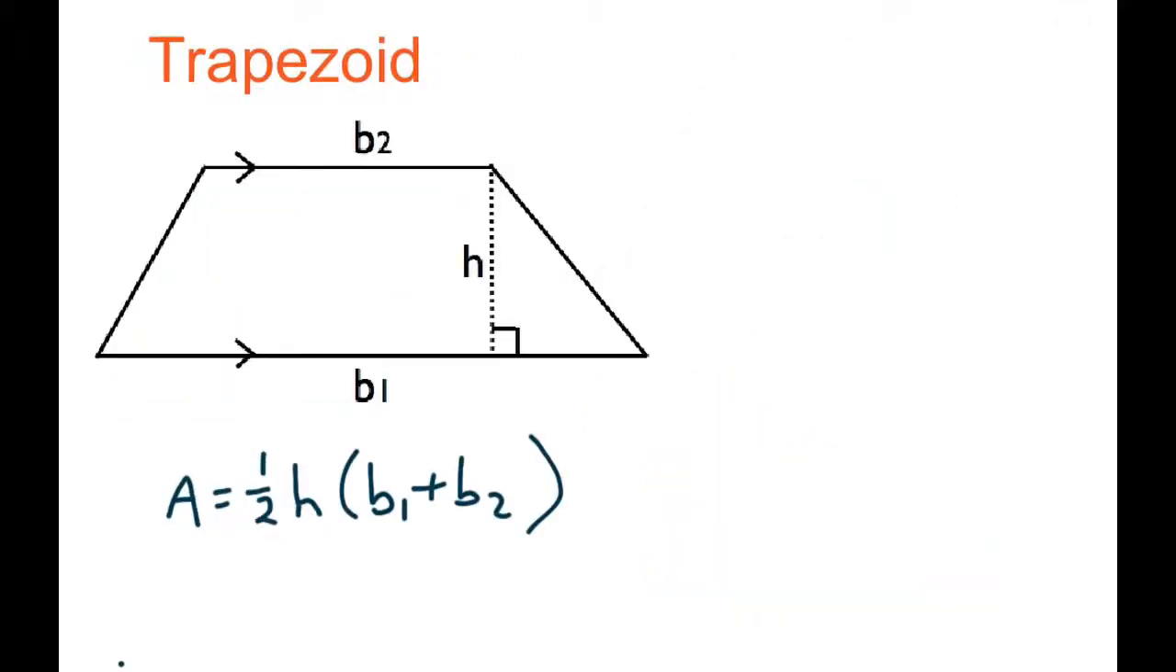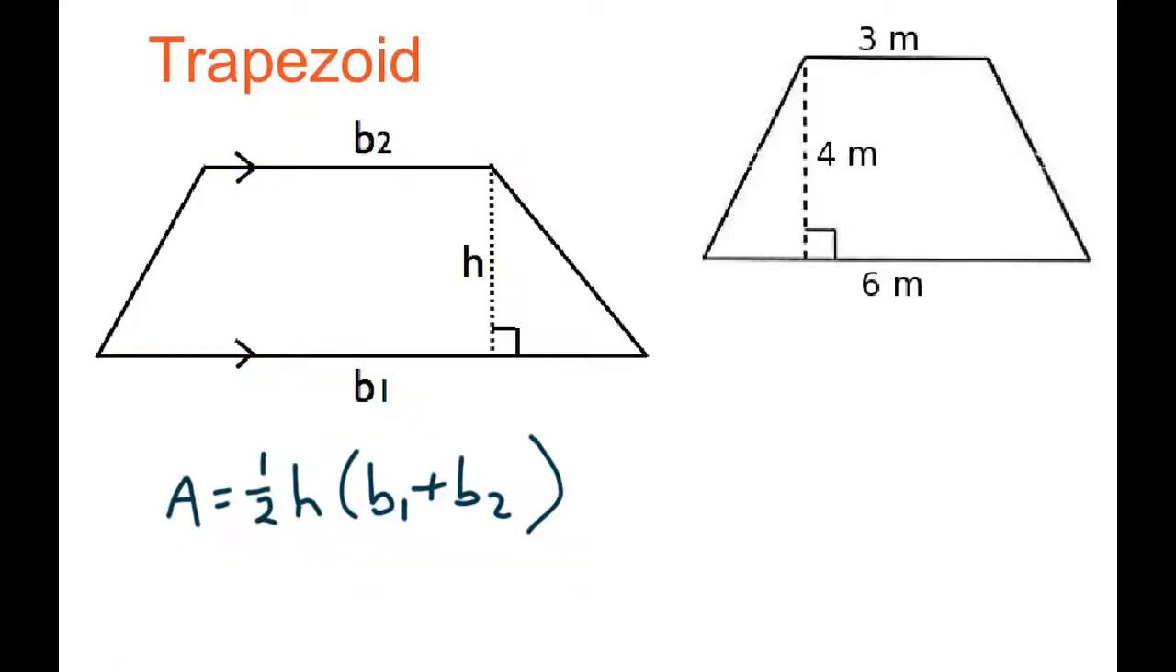Now we have a trapezoid. This formula is a little bit more complicated. Area equals 1/2 the height, that's the height of the trapezoid from one base to the other, times, in parentheses, base 1, that's this distance down here, plus base 2, this distance right here. Alright, so here we go. Area equals 1/2 times the height times base 1 plus base 2. Always write that equation first.